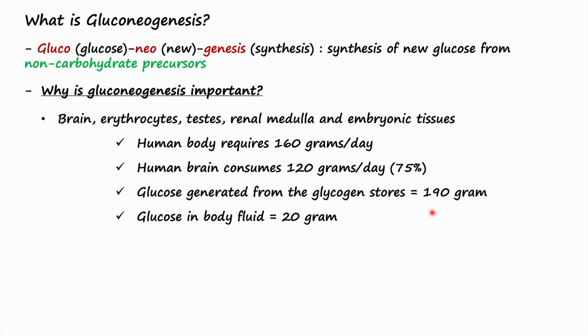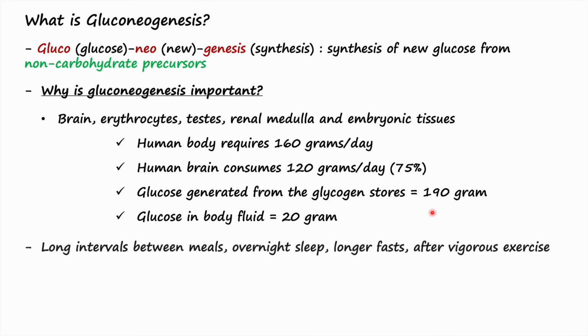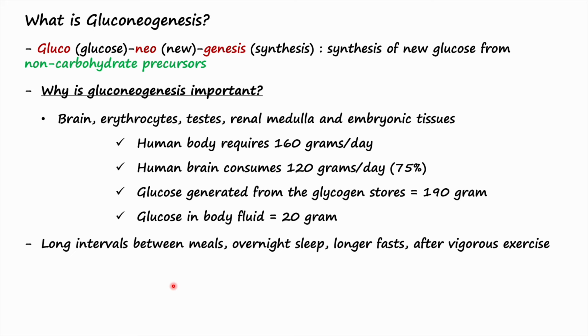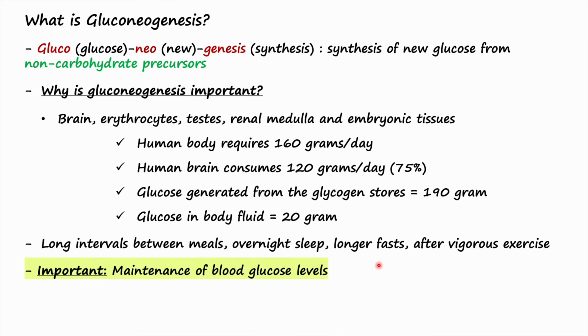and glucose in body fluid accounts for 20 grams. Now, gluconeogenesis is important during long intervals between meals, overnight sleep, longer fasts, and after vigorous exercise, because these are the different situations when blood glucose level can go down. So basically, gluconeogenesis is important to maintain blood glucose levels during these different conditions.